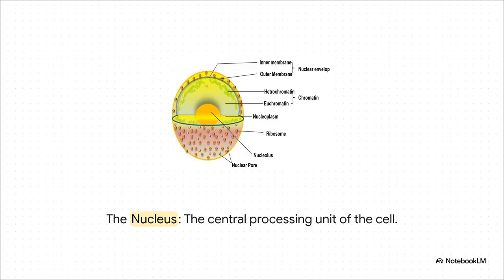Inside, floating in its viscous nucleoplasm, is the genetic DNA. It's tightly packed as chromatin, either loosely packed, transcriptionally active euchromatin, or densely packed, inactive heterochromatin. This is the master control room.